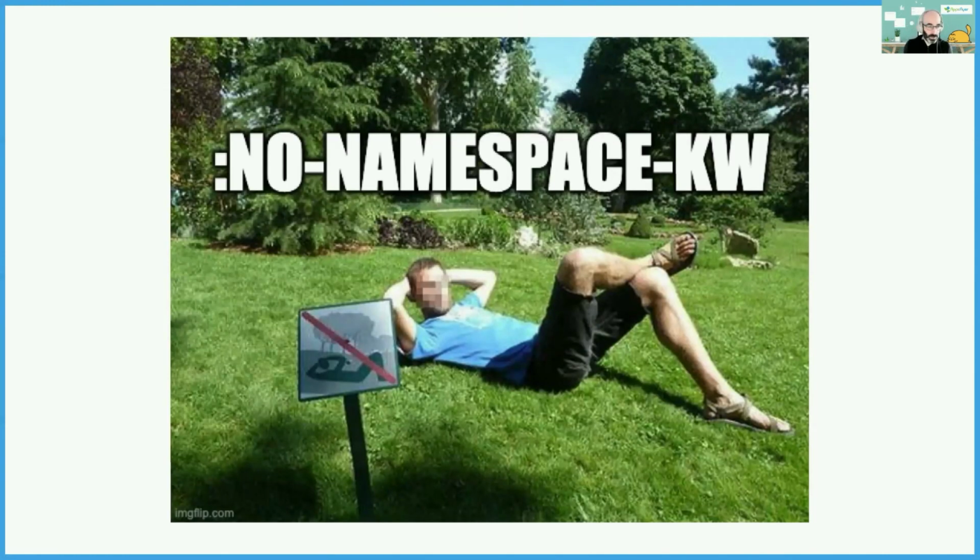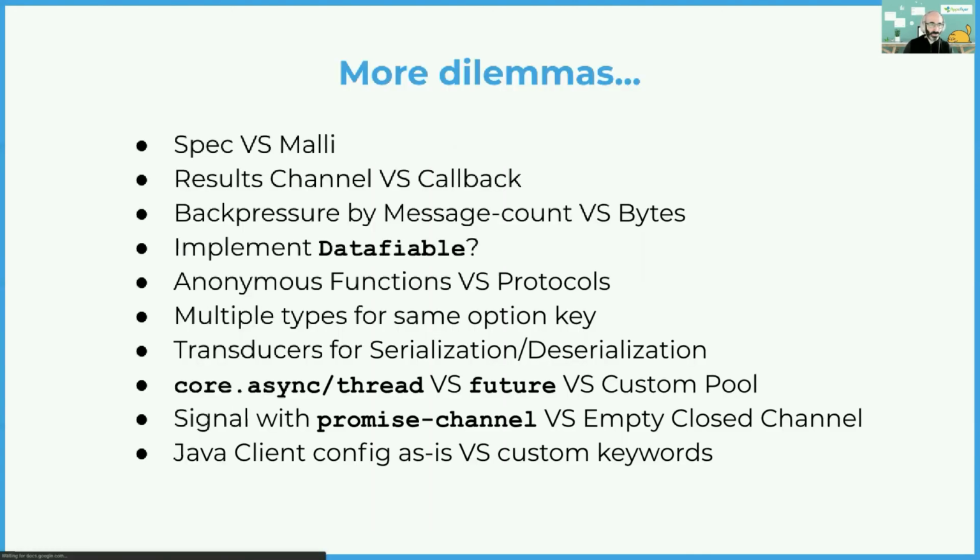Another question was whether we want unqualified or fully qualified namespace keywords. We went for mostly unnamespaced keywords. Frankly, it looks better also in JSON, which we use for configuration. It's very minimalistic, and it isn't actually as bad as you might think. We have more and more dilemmas, a lot of them. I will not go into them right now.